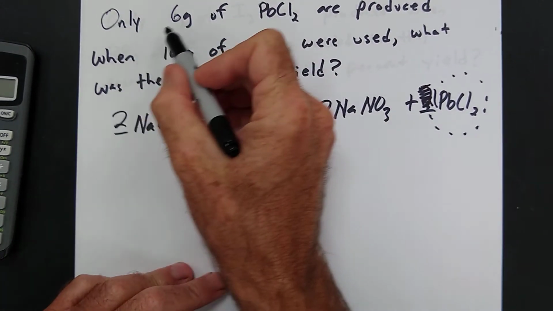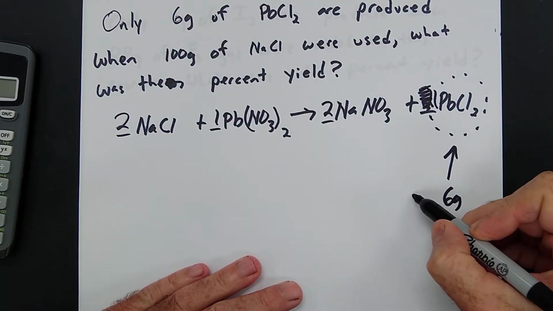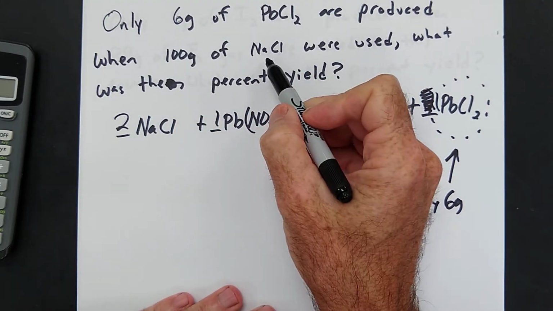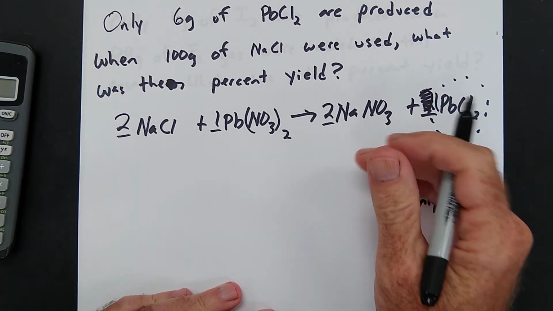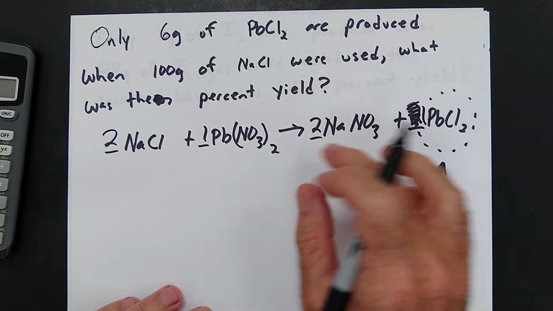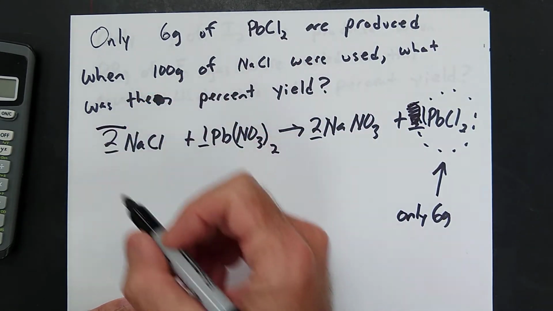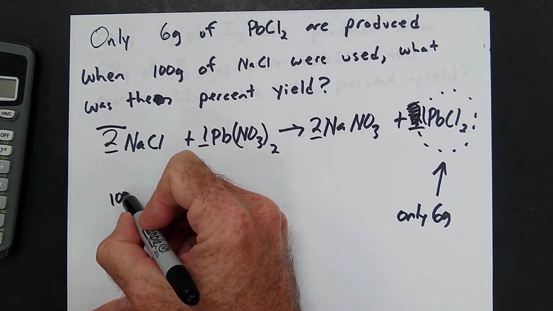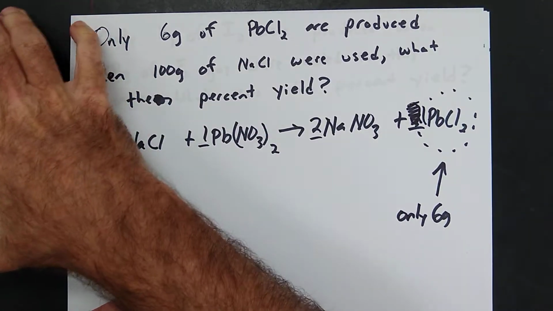All right, only 6 grams of PbCl2 were produced when we used 100 grams of sodium chloride. What was the percent yield? Well, first, we need to do this problem and figure out what we thought we were going to make. 100 grams of sodium chloride, we have to convert that to moles and put it here. What are we going to divide 100 grams by? 100 grams divided by 58 grams, because that's the weight of NaCl.